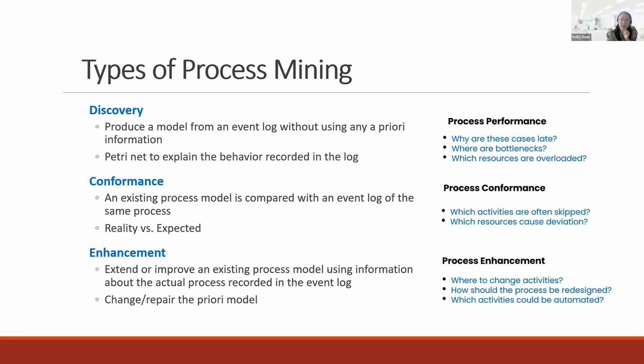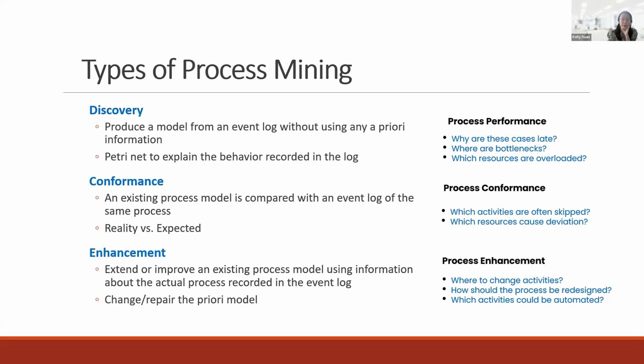The second type is conformance. This is to compare an existing process model with an event log of the same process. In other words, it compares the reality with the expected flow. It is often used to detect and explain deviations and to measure the severity of those deviations. Under this step, users check which activities are skipped and which resources cause deviations. Are these deviations acceptable or not?